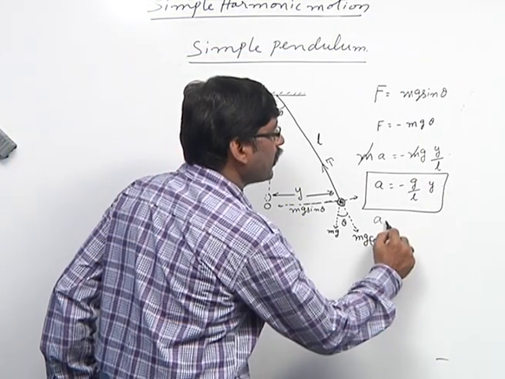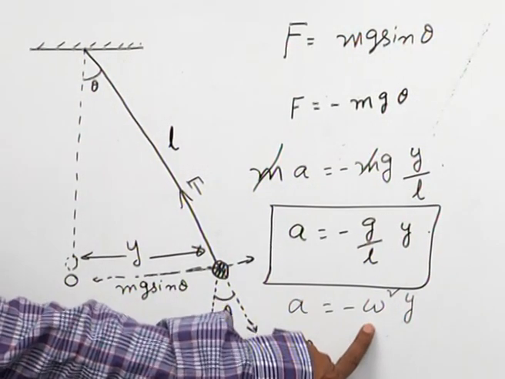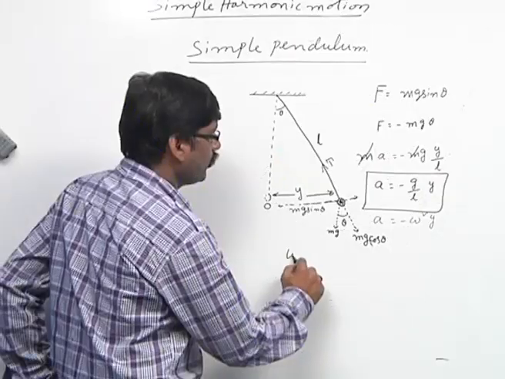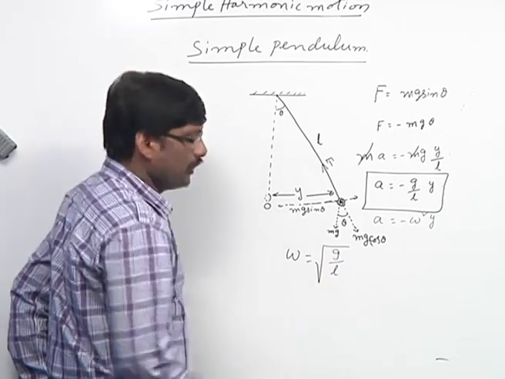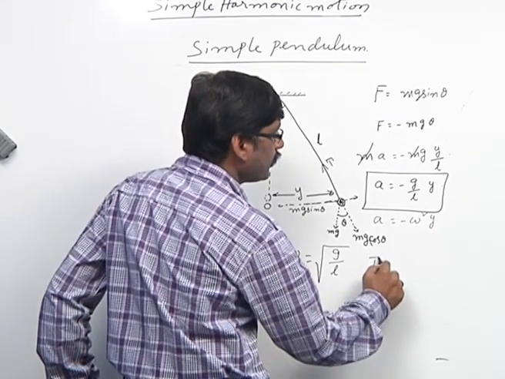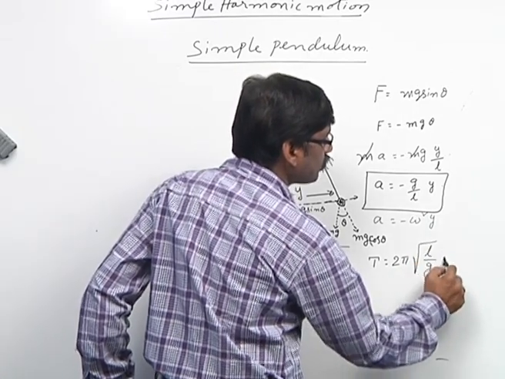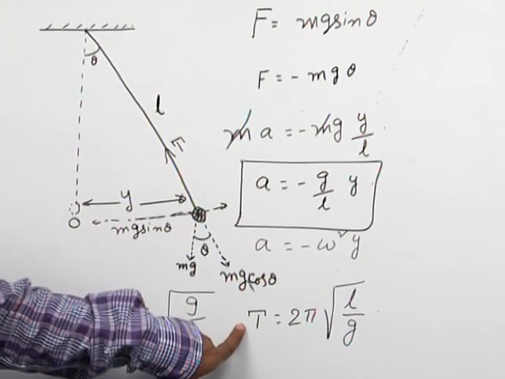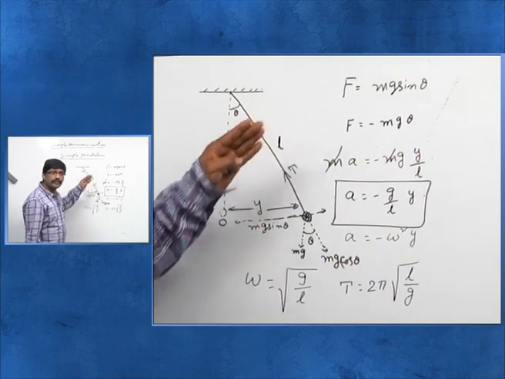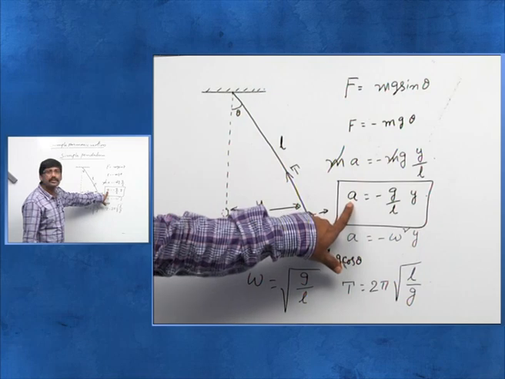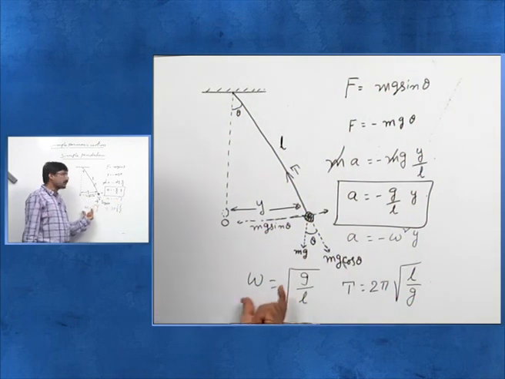Let us compare with the standard equation. A is equal to minus omega square y, where omega is the angular frequency. From that we got omega as root of g by L. Since omega is 2 pi by T, T is equal to 2 pi root L by g. This is a very popular formula for the time period of a simple pendulum. T is equal to 2 pi root L by g. For any system which is an SHM, you have to first prove the acceleration is proportional to displacement. That proportionality constant equals omega square. From that we can get the time period equation.